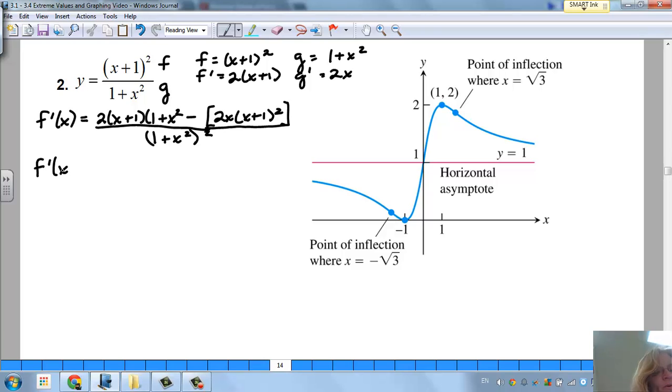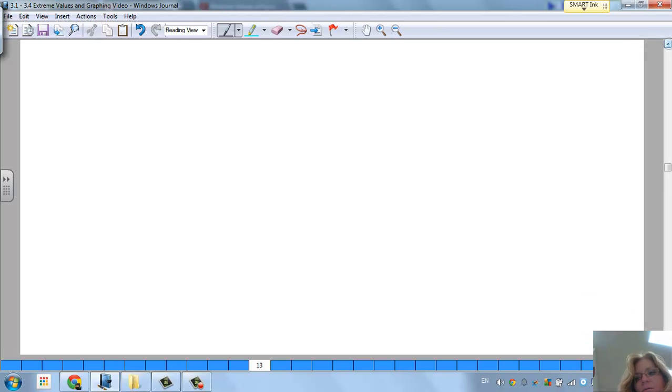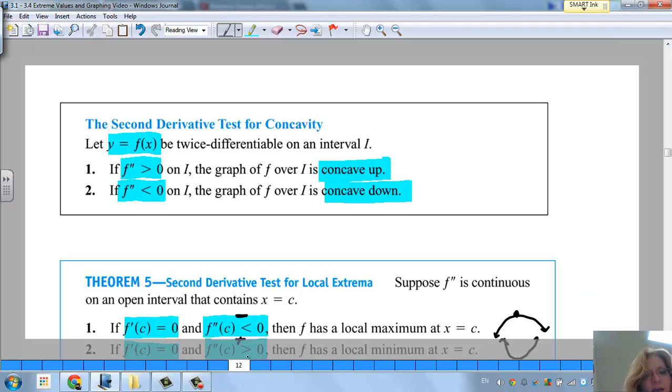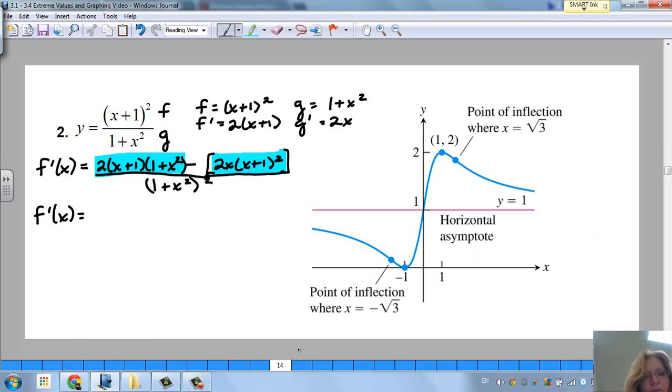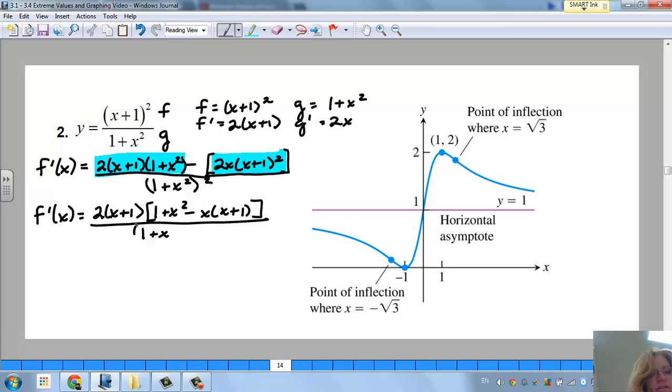So first thing I'm going to do is try to see if I can factor some things out. So this is a term right here. This is a term right here, so we can take out what they have in common. I see I can take out a 2 and an (x plus 1) out of both of those terms. And when I do, I have (1 plus x squared) minus x times (x plus 1) all over (1 plus x squared) squared.